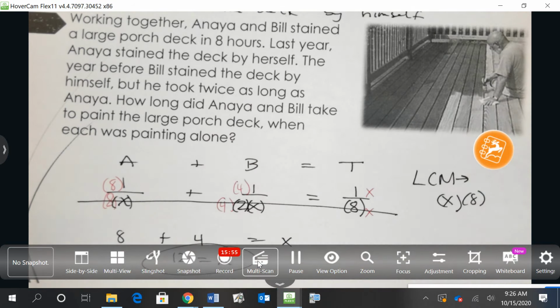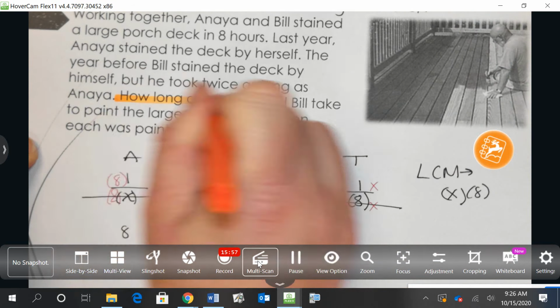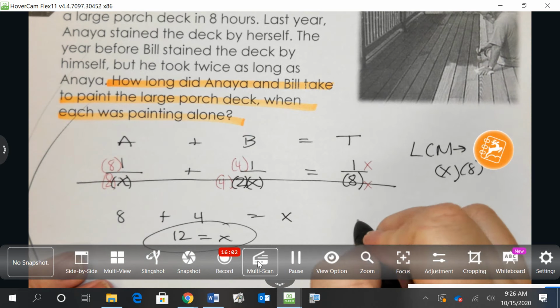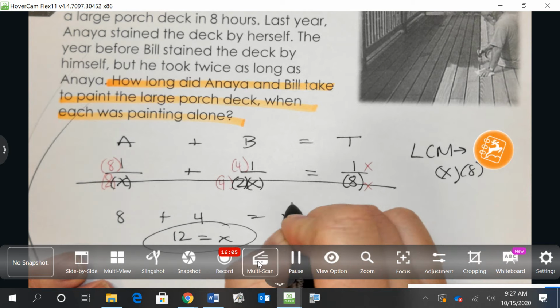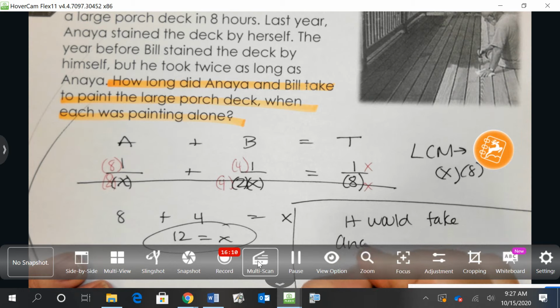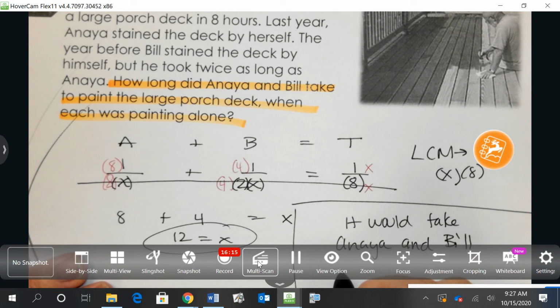What do we do now? We go back and we identify what is the question. How long did it take both individuals when they painted the deck by themselves? So it would take Anaya and Bill 12 hours and 24 hours to, oh, not paint, to stain the deck individually.